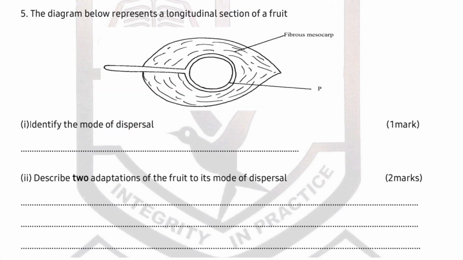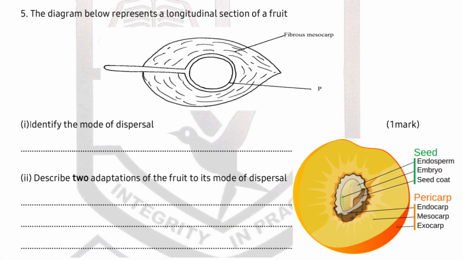Question number 5. The diagram below represents a longitudinal section of a fruit, okay? Let's take a minute to look at the fruit. So we have the fibrous mesocarp, okay, surrounding the seed. Now, the mesocarp is essentially just the part of the fruit wall, okay? For example, if you have a mango, that fleshy, juicy, tasty, and delicious part that we love is what we call the fruit wall, okay?